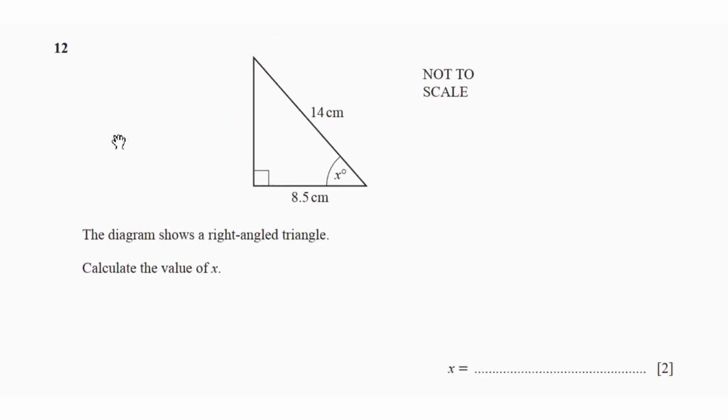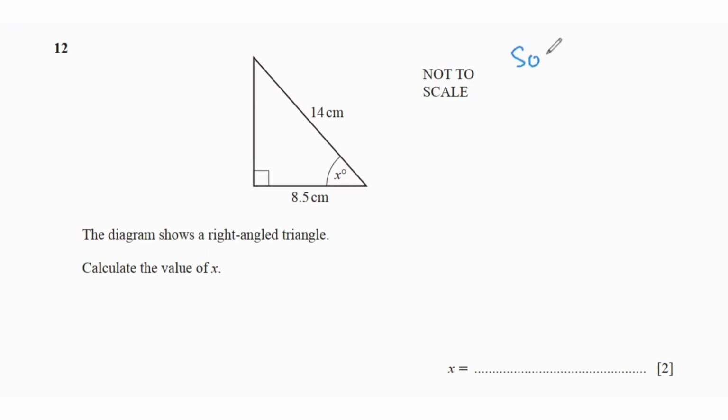Question 12 says, the diagram shows a right angle triangle. Calculate the value of x. So in a right angle triangle, we can use two concepts. Either we can use Pythagoras or we can use SOHCAHTOA. Pythagoras is only applicable when you have two lengths. Over here, we have two lengths. That's correct. But Pythagoras is also only used to find the lengths, not the angle. Since in this case, they're asking us to find the angle and not the third length, Pythagoras is out of our options. Now, the next thing we can use is SOHCAHTOA.